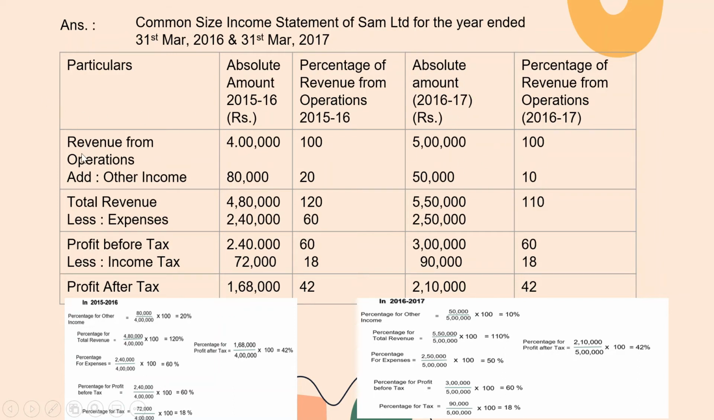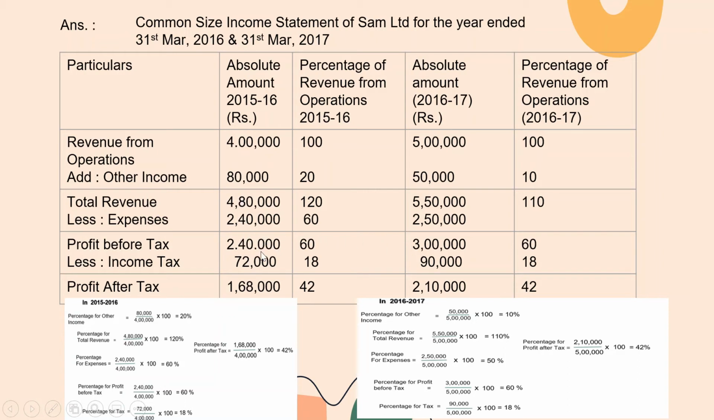Now you enter the particulars of items. Revenue from operations 4 lakhs, and for this year 5 lakh. Add other income 80,000, 50,000, and total. And first you record all the values, then later you can find the percentage. Now total revenue and less expenses and profit before tax. When you less these two values, you will get profit before tax.